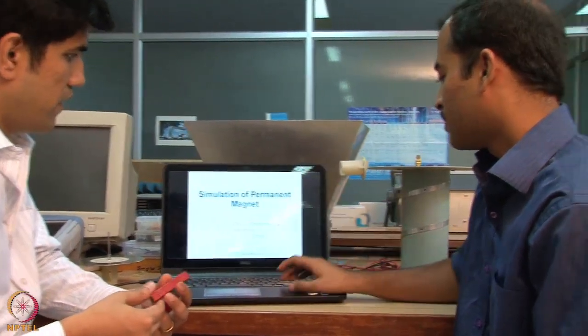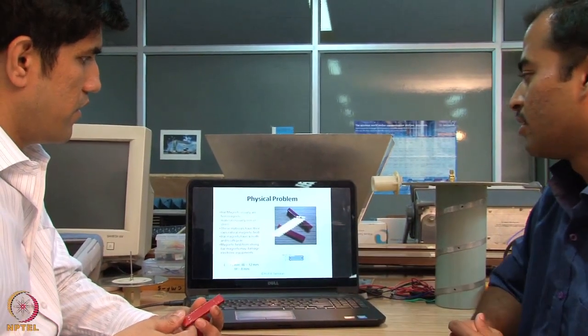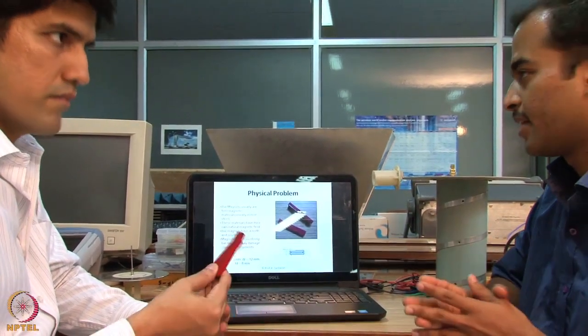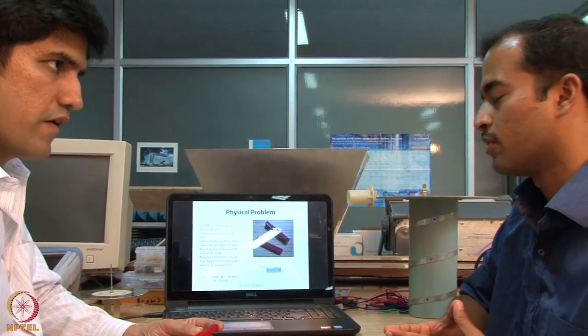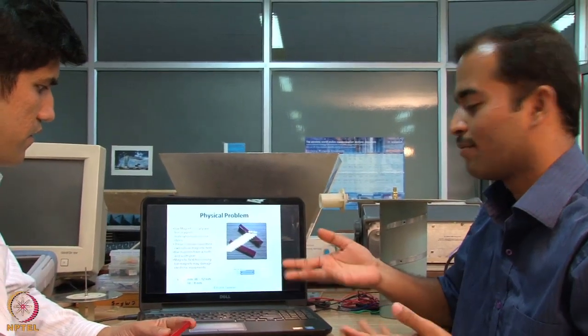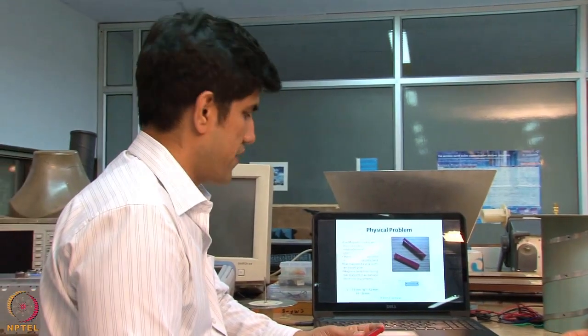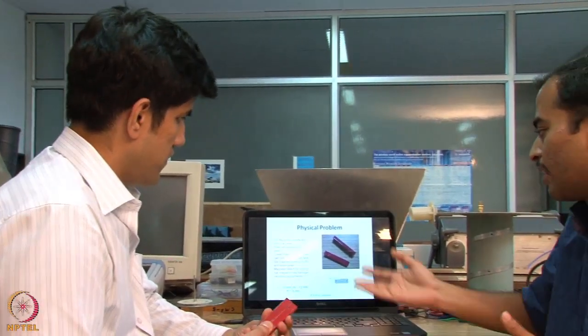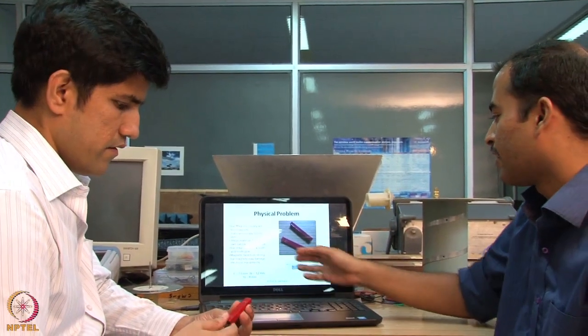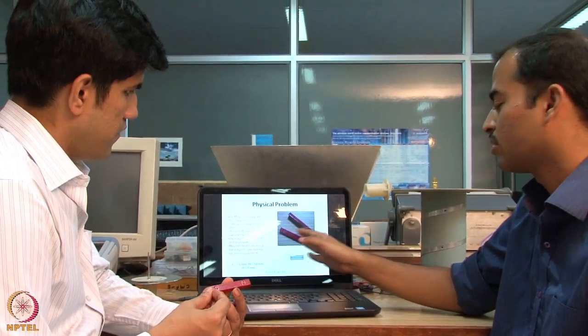Okay, so physically, permanent magnets are ferromagnetic materials, of iron or steel usually. And as we have learned in our basic physics courses in 11th and 12th, they have a north pole and a south pole, which have the flux lines going from north to south pole.